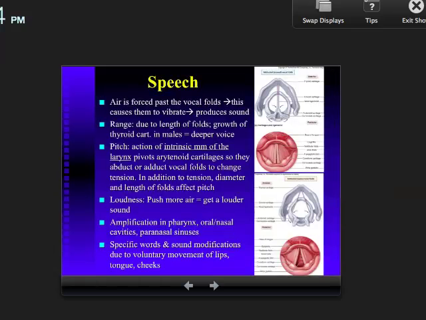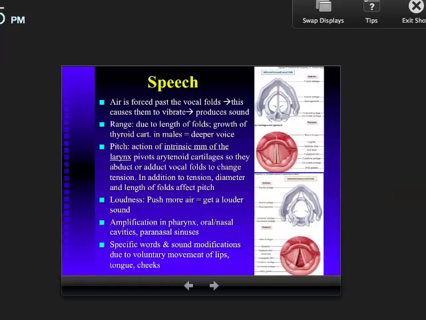And you're going to then draw tension on these. That tension is drawn by simply taking the arytenoid cartilages and changing their position. By changing their position, they're pulling more or less tightly on the vocal folds.